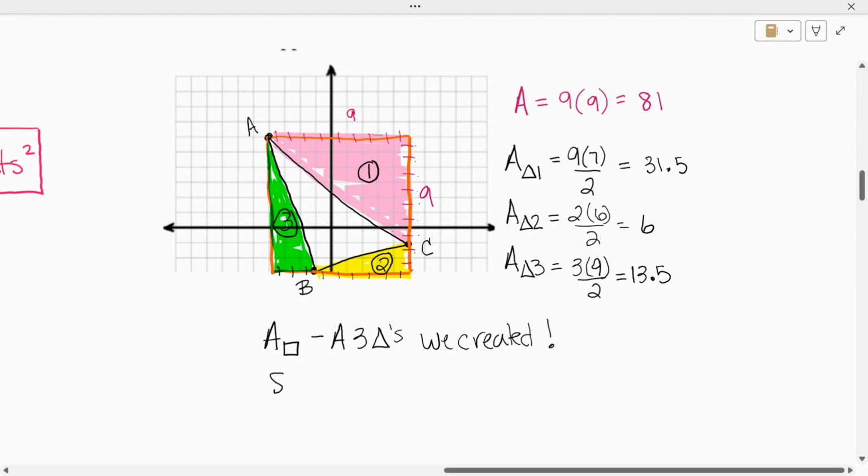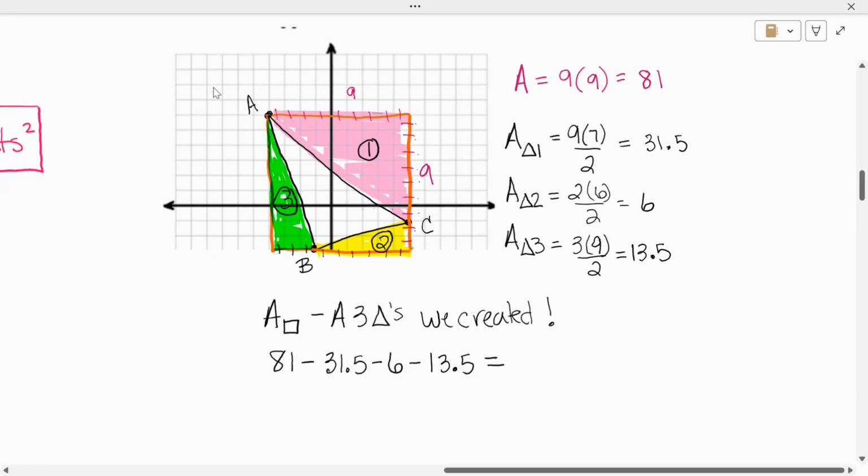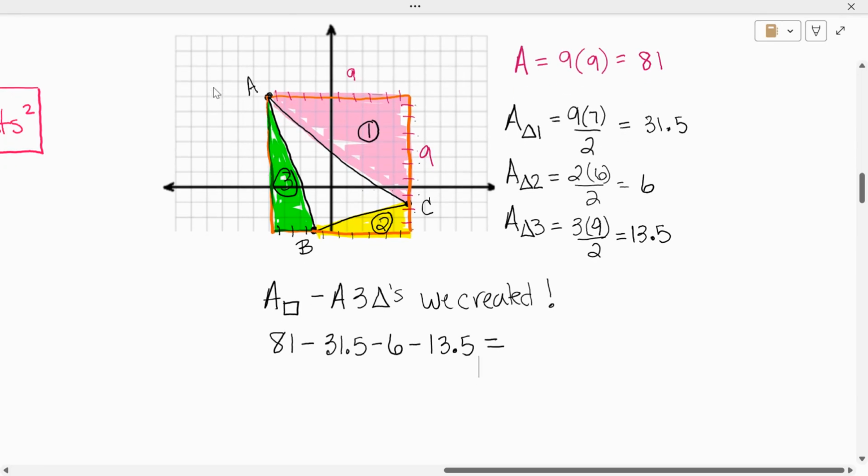So let's see. 81 minus 31.5 minus 6 minus 13.5. What does that equal? 30. It equals 30 exactly? I love that. So 30 square units. That's way different than the 81 that we first started with, right? It's almost a third of that.